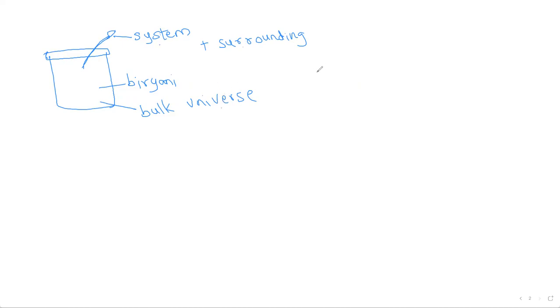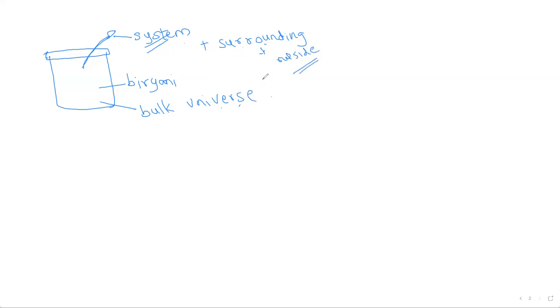So we have all the definitions with us. Universe is the bulk, the whole part. System is some part of the universe, some part of the bulk, which is under investigation. This is the system. This is the part which is of interest to us. System plus surrounding all together is called the universe. And surrounding is nothing but the part outside the system.